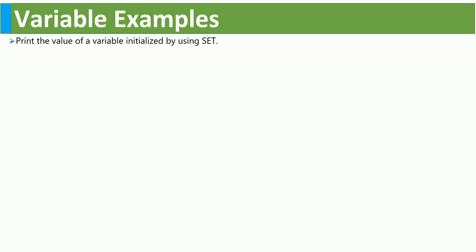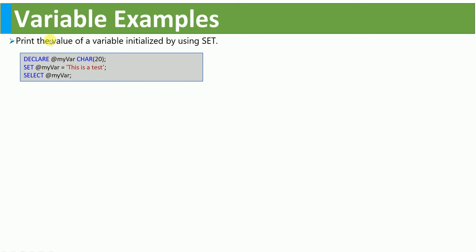Now let's move to the first example: print the variable initialized by using SET. So how you can write the declare and how you can set the value for your declaration. Declare @myvar, a character value of 20. So I can write anything inside with 20 characters. I declare this name, and I set the value under my declaration: myvar is 'this is a test'. And when I select and write @myvar, it will print the value stored inside myvar.